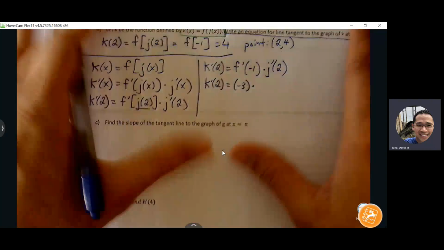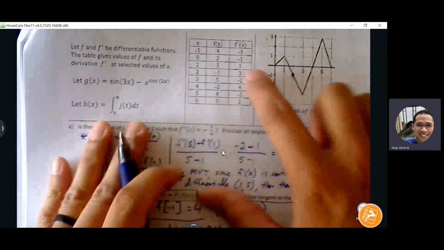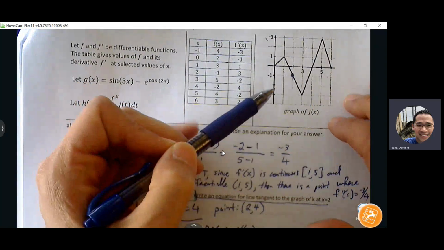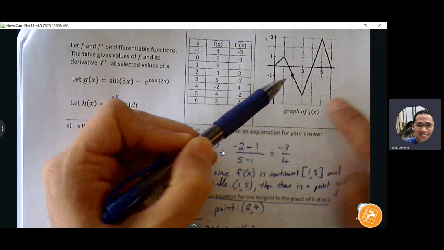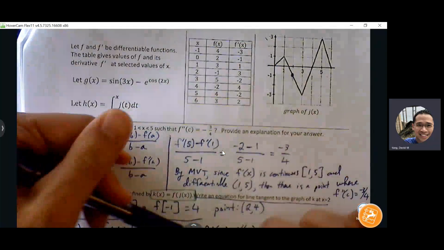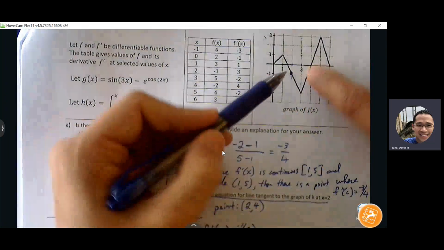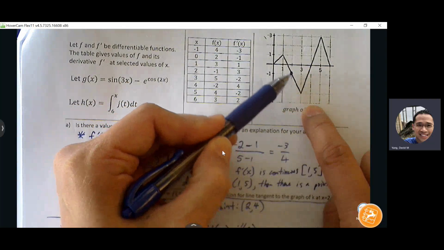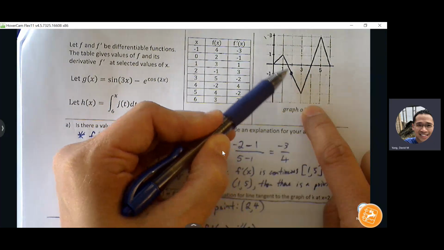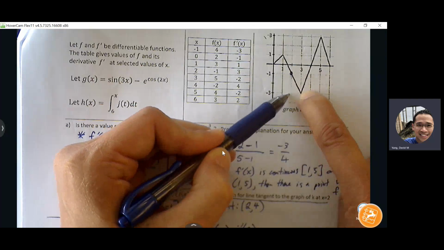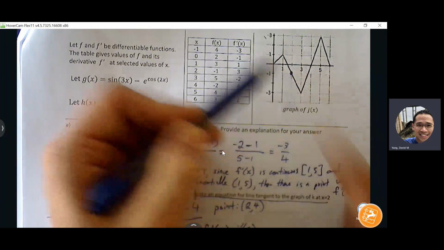j prime of 2. Okay, I don't have the j prime graph, but I do have the j graph. So what's it asking for us to find? Slope, right? So we don't want to say -1 here. For j prime of 2, we've got to go to 2. Yeah, so 2 is here. We want to find the slope. What's the slope of this line segment? If I pick another point on the graph, the steepness is down 2 over 1, right? So a slope of -2.